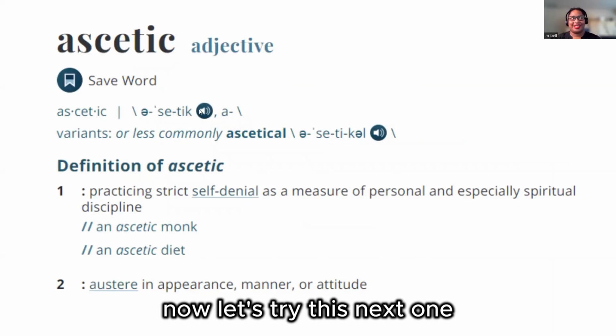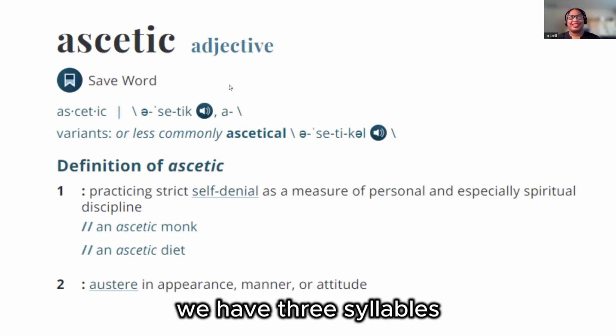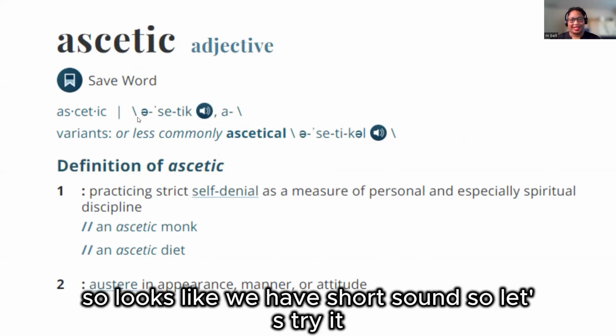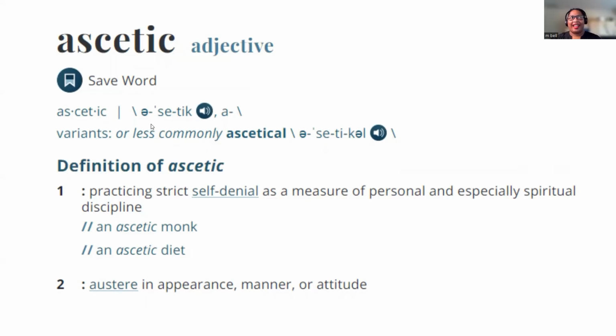Now let's try this next one. We have 3 syllables. The second syllable is emphasized. So it looks like we have short sounds. So let's try it. Aesthetic, aesthetic. Very good.